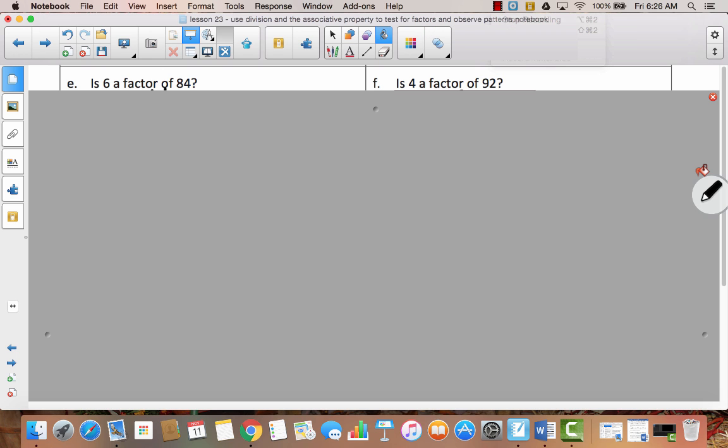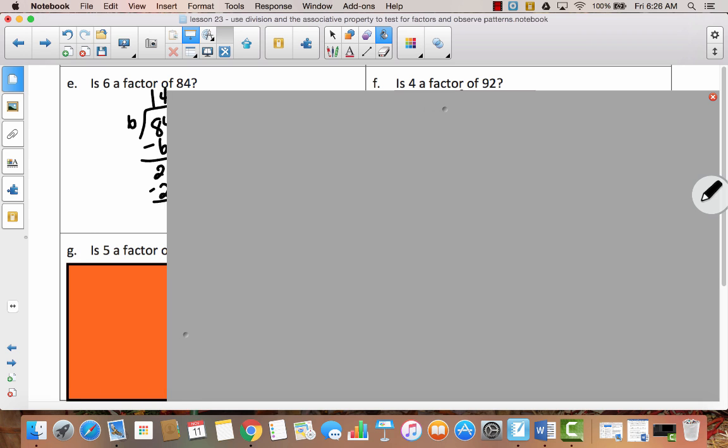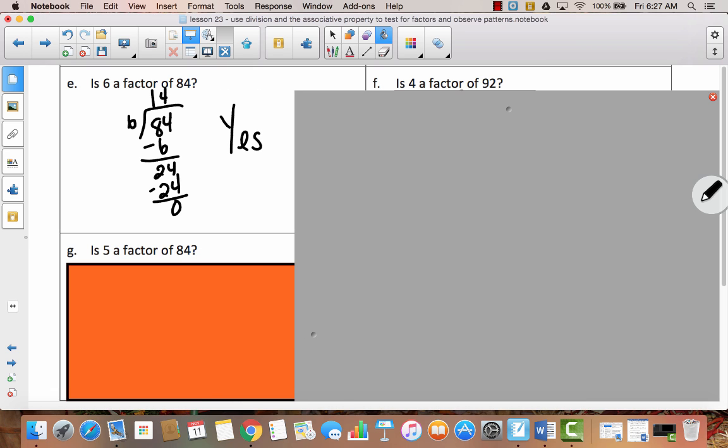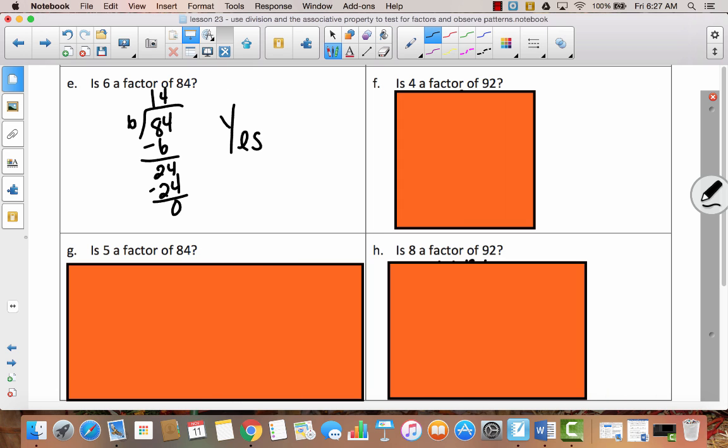Okay, so let's see what you came up with. So did you decide, is 6 a factor of 84? Well, I chose to divide because I couldn't think of any pattern, and when I divided 84 by 6, I did not get a remainder, so I said that yes, 6 is a factor of 84.